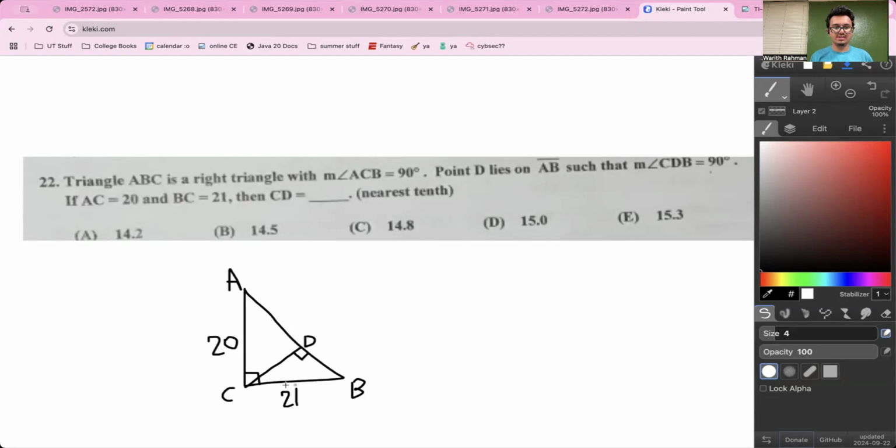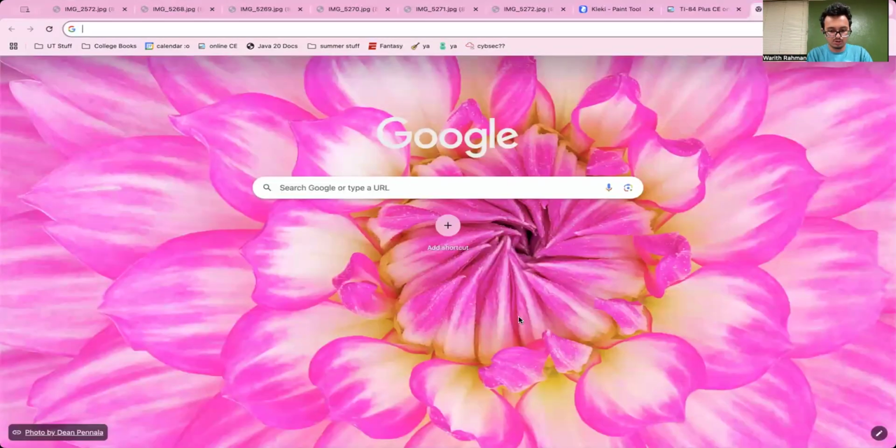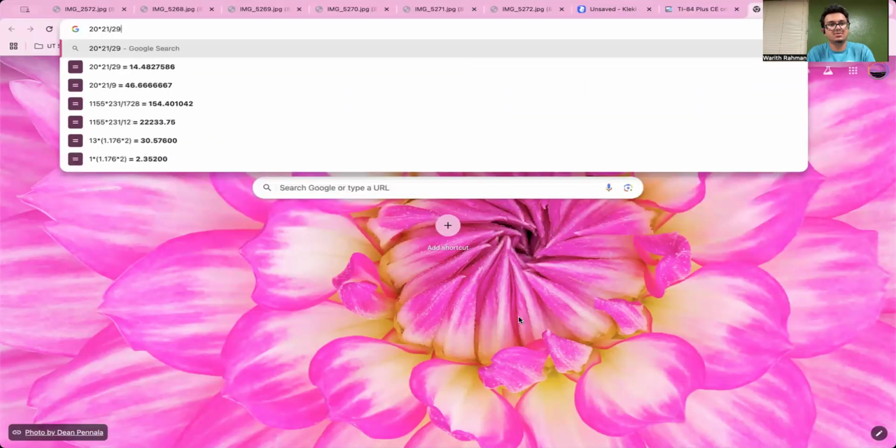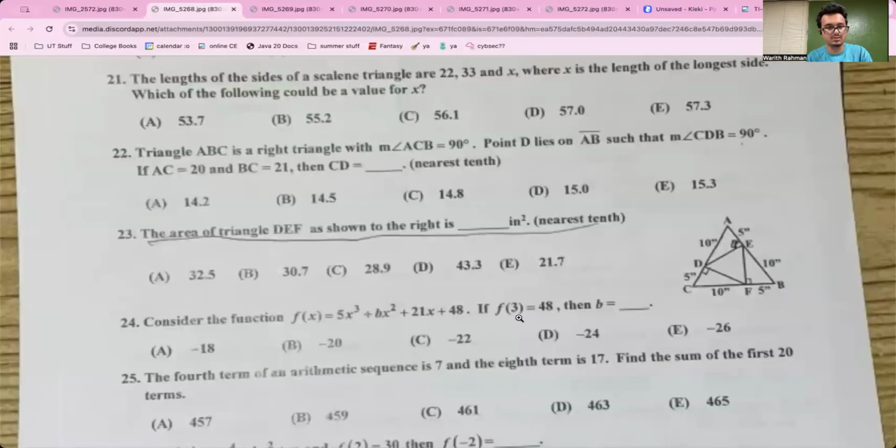1/2 base times height must equal 1/2 times base times height. So therefore, the product of 20 and 21 and the product of the hypotenuse and the altitude must be the same. So 20 times 21 divided by the hypotenuse, 29, is 14.48, 14.5, that's our answer.